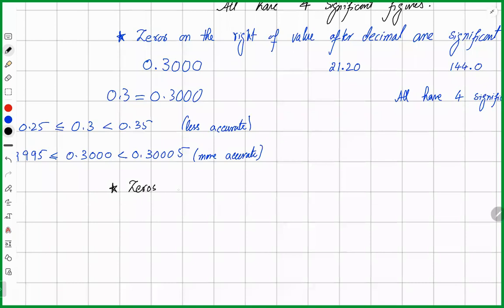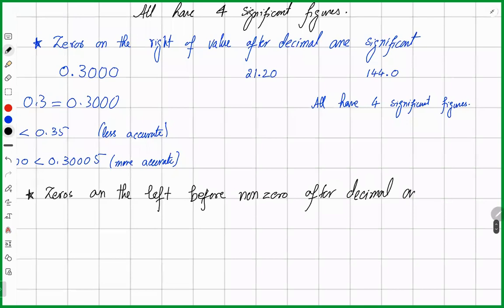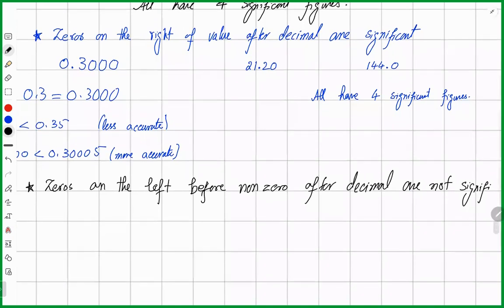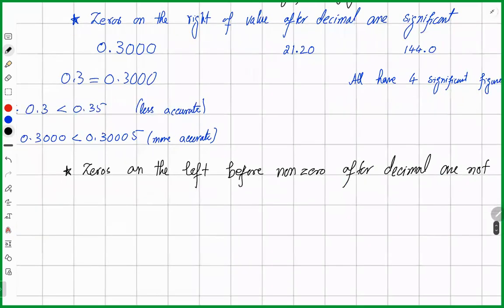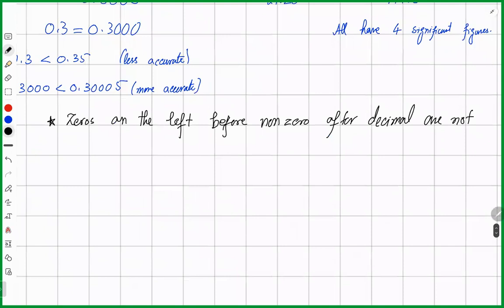Now, zeros on the left before non-zero digits after the decimal are not significant. Now, this is where the math students again start rolling up their sleeves and want to have a fight on this one.